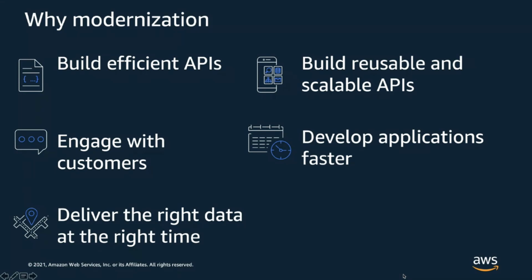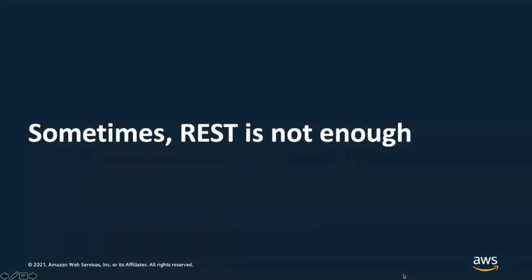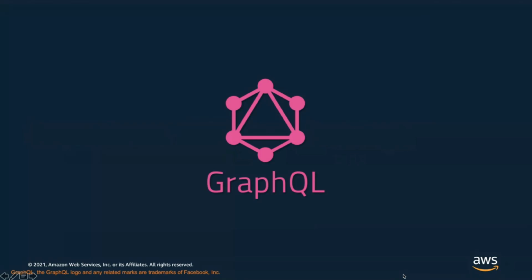Customers need to be able to build reusable and scalable APIs. APIs that can connect multiple data sources and then be usable by multiple clients and serve multiple purposes. And last but not least, builders and customers need to be able to develop their applications faster. Time is always of the essence. Now, sometimes REST is just not enough to do these things. And that is where GraphQL comes in.